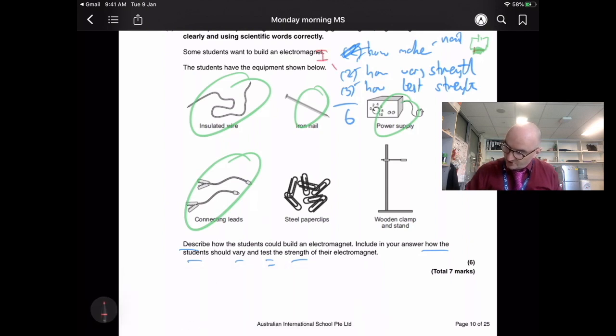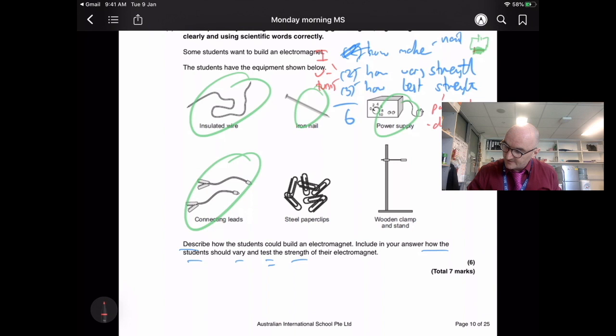We could change the current I, we could change the volts V, or we could change the number of turns. That would be great. How can I test the strength of the electromagnet? Well, you can change the number of paper clips, increase the current, see how many it picks up, decrease the voltage, see how many it picks up.